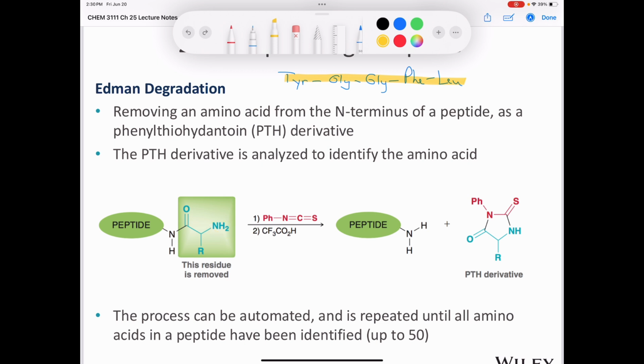So the first thing we do is we treat it with the phenyl isothiocyanate, and then TFA, trifluoroacetic acid, and that removes one amino acid. So you see that the part here that's highlighted in blue, our last amino acid, is removed, and it's converted into this phenylthiohydantoin intermediate. Well, there's only 20 amino acids, so there's only 20 of these derivatives that you're going to form. Now, the phenylthiohydantoin derivative can be analyzed using NMR or mass spec very quickly.